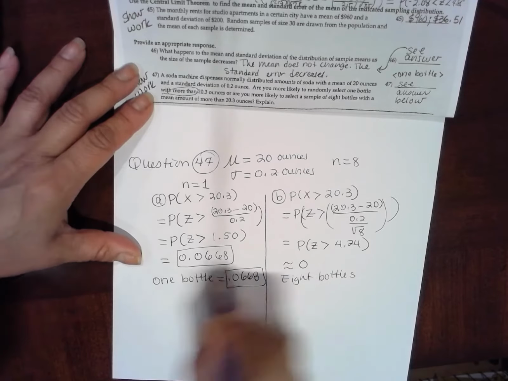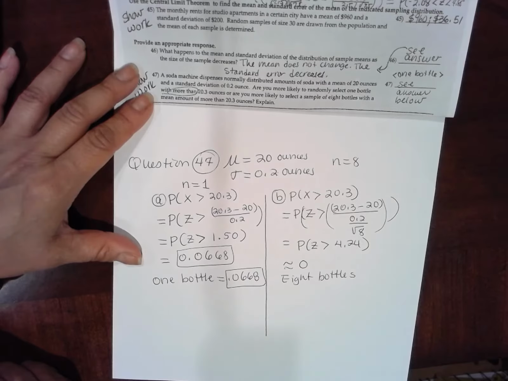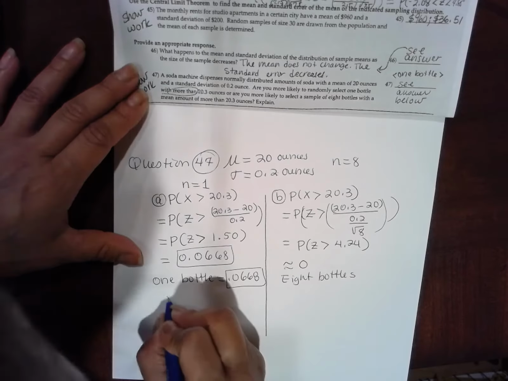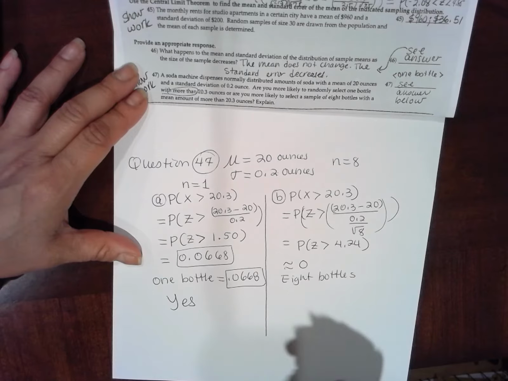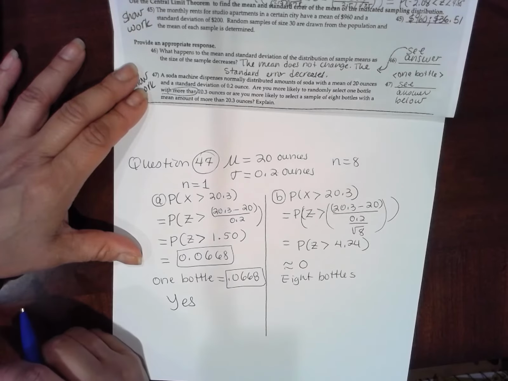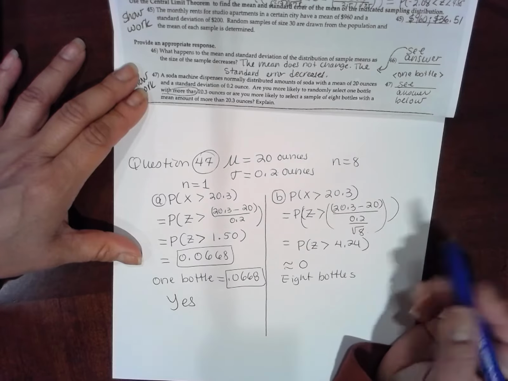So the question was, are you more likely to select a sample of 8 bottles with a mean amount of more than 20.3 ounces? The answer is yes, because 0.0668 is greater than the 0 probability of something when you have 8 bottles.